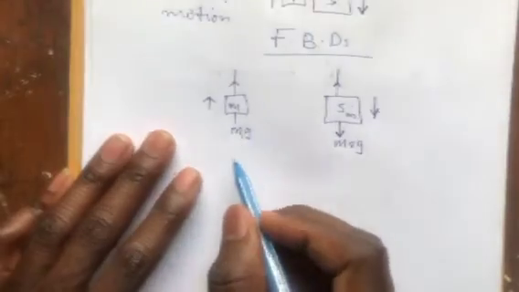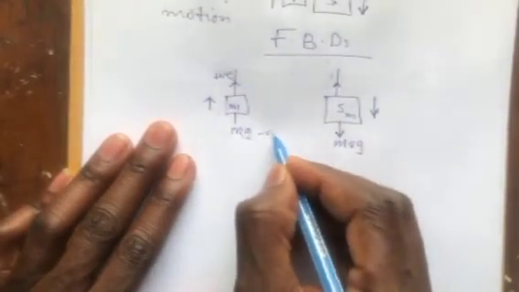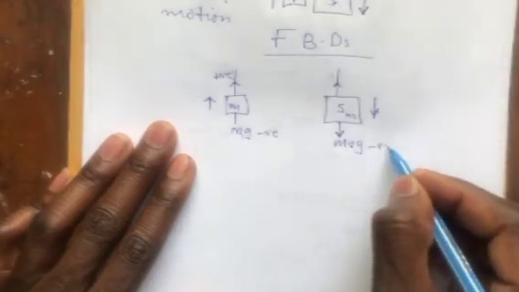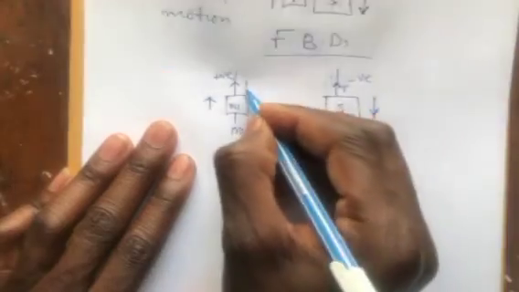Here we are saying tension is the one which makes this one move, meaning that tension is going to have a positive side, and this one is going to have a negative side. Here, this is going to have a positive side, and this one is going to have a negative side. I'll say T and also T.